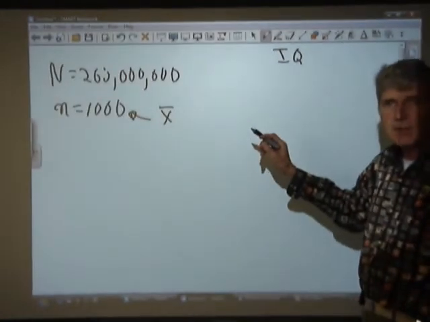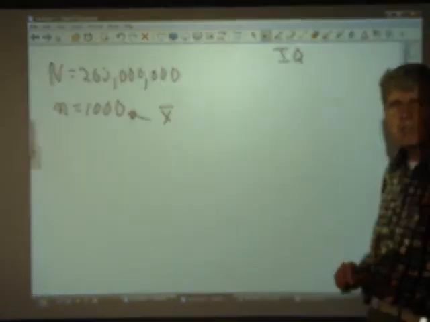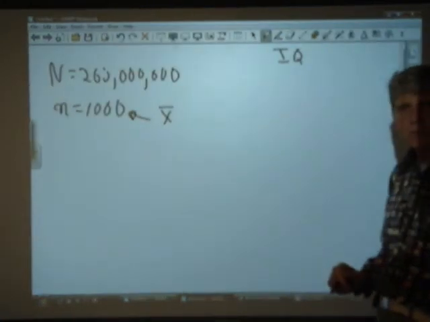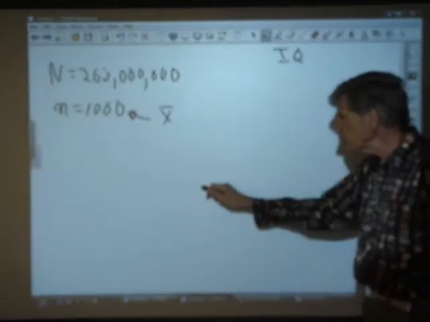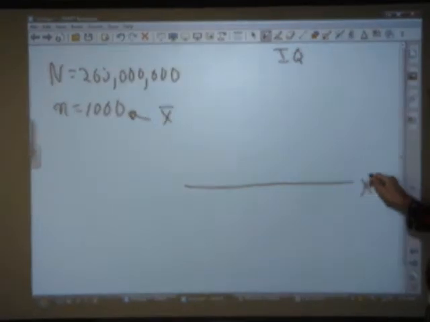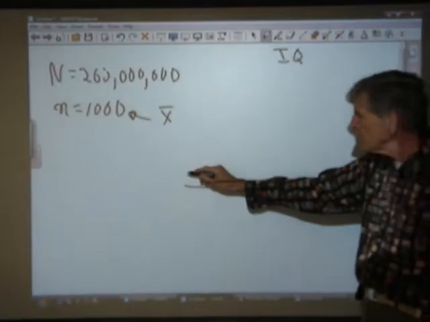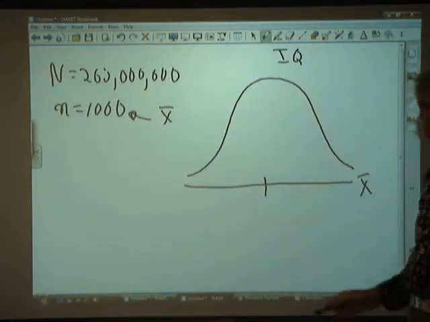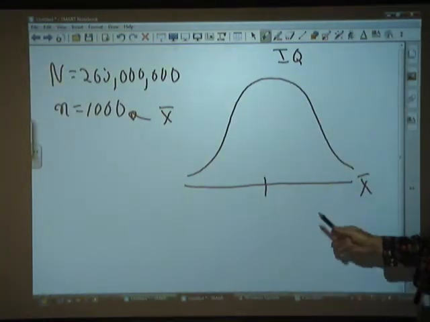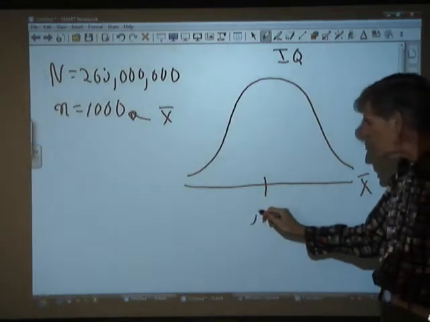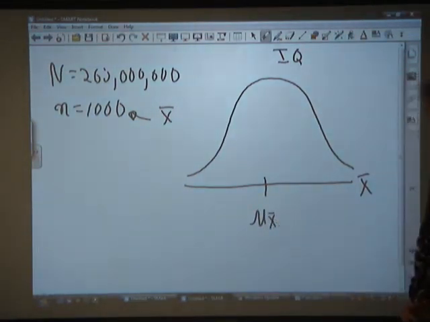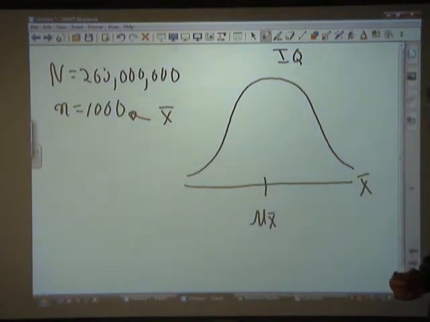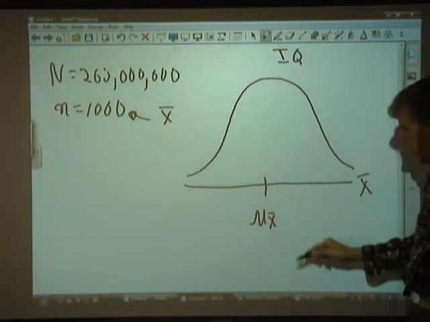Then that would delineate the distribution of sample means, the complete set of sample means that we could obtain from this population. And if we were to plot that set of sample means, they would be normally distributed. And they would have a mean themselves, the mean of the set of sample means.